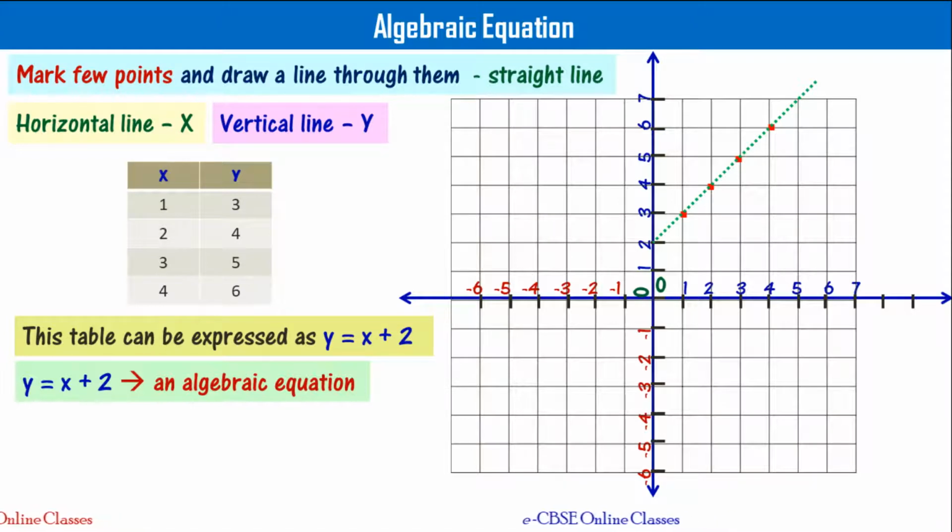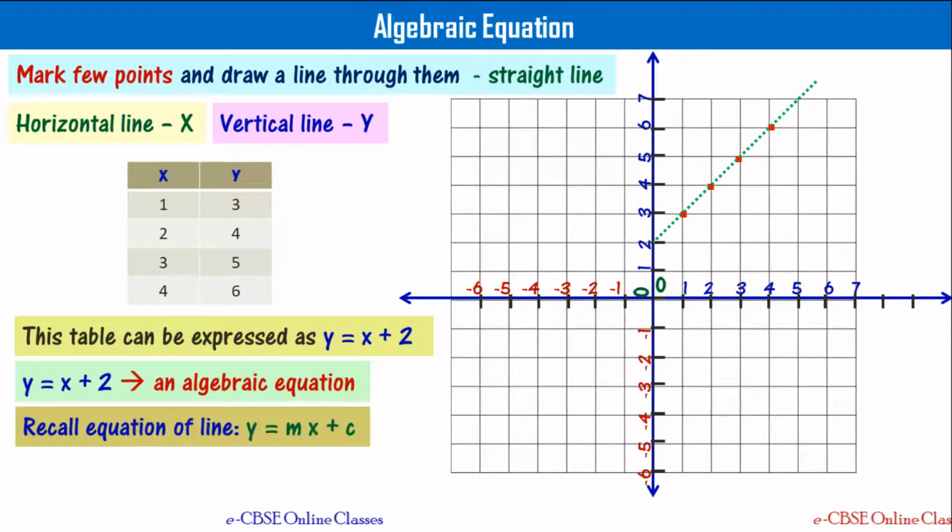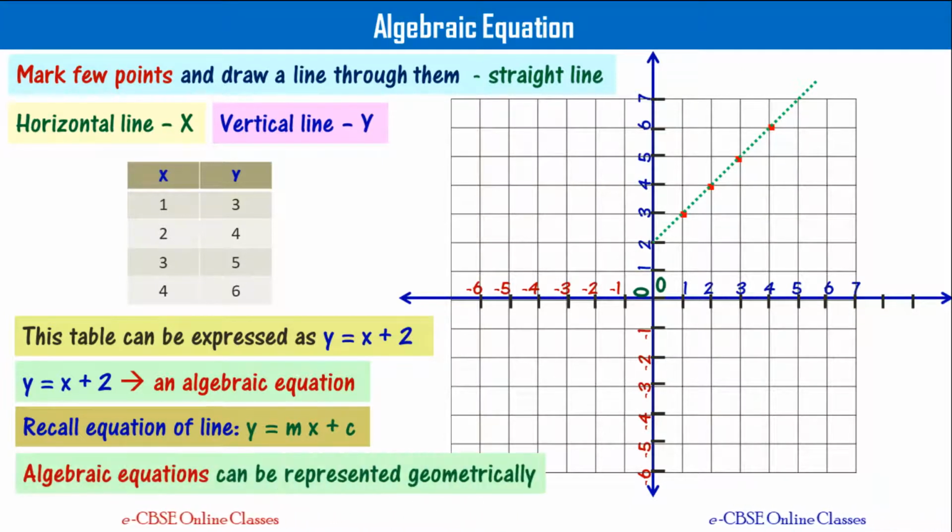We know that a line equation like y equal to x plus 2 is an algebraic equation, and it resembles the equation of a line that you know, y equal to mx plus c, right? In this particular case, m equal to 1 and c equal to 2. What this exercise suggests is algebraic equations can be represented geometrically. Please take a note of that.